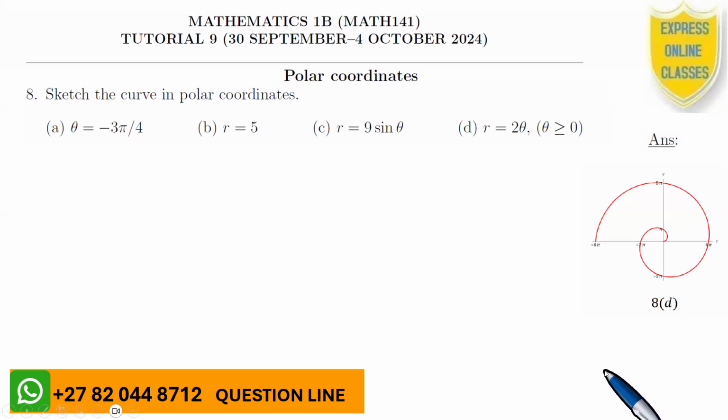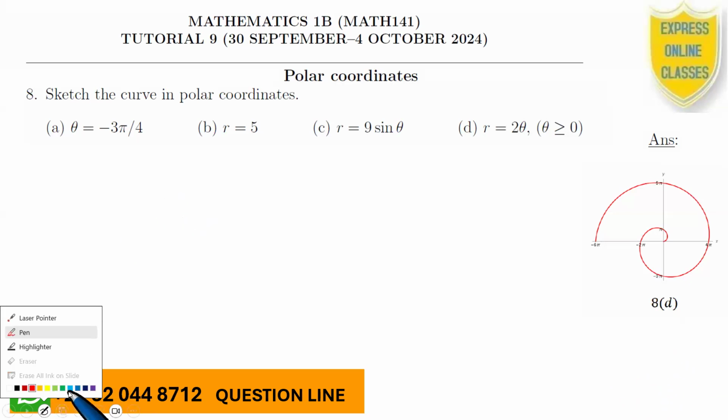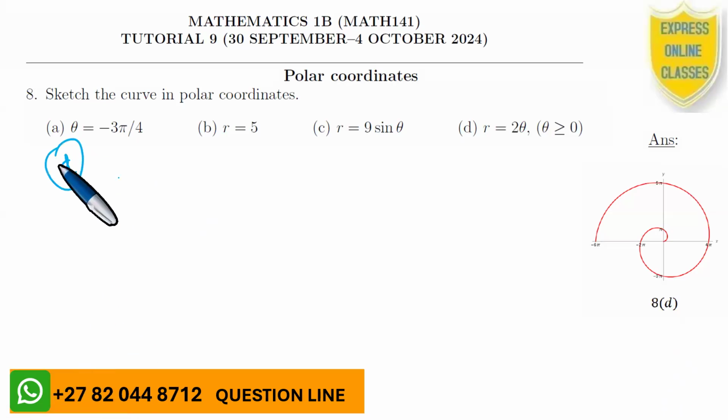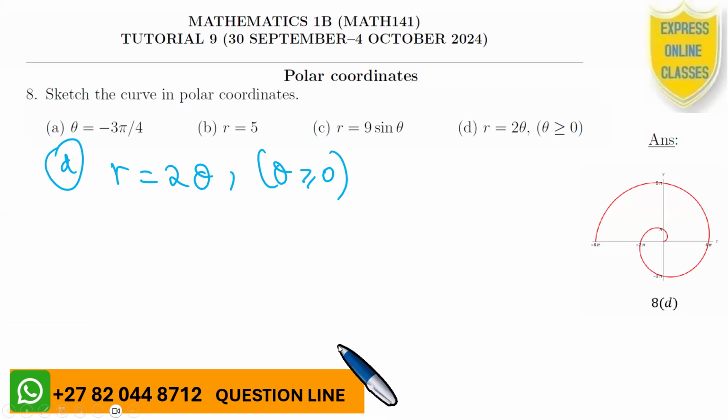Now, in part D, we have been given r equals 2 theta. Theta is a positive angle. It is actually a very positive angle. So if theta becomes a positive angle, then what is the meaning of this?